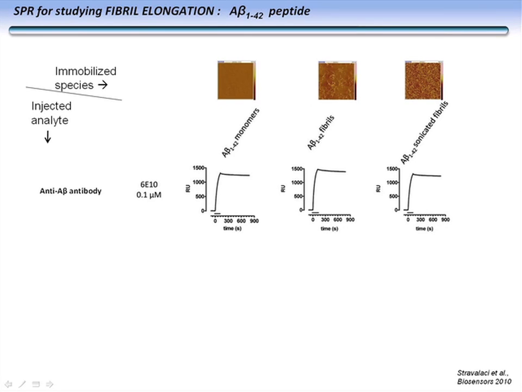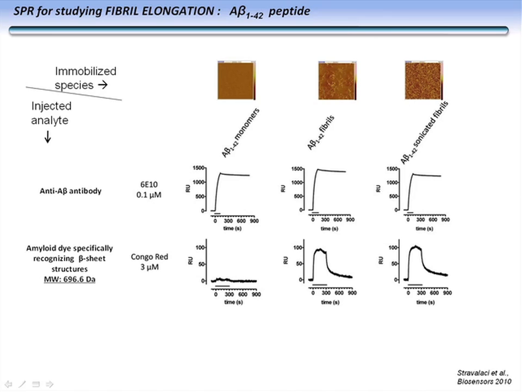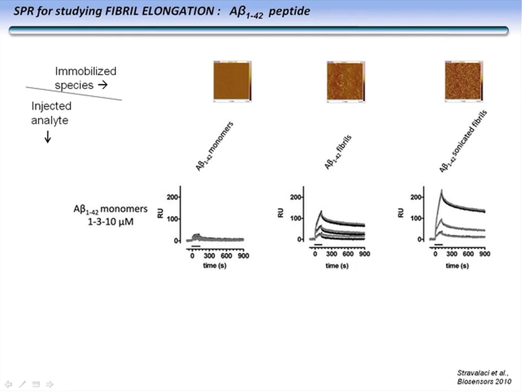The second injection was with Congo Red. Congo Red is a dye which specifically recognizes beta sheet structures. You can see that, as expected, Congo Red did not bind to beta-42 monomers because they do not contain beta sheet structures, whereas Congo Red bound in the lanes where we immobilized fibrils and sonicated fibrils. There was no difference in the amount of binding in the 2 lanes, and this was also expected since Congo Red binds to the beta sheet structures. After this characterization injection, we did the core, the main experiment.